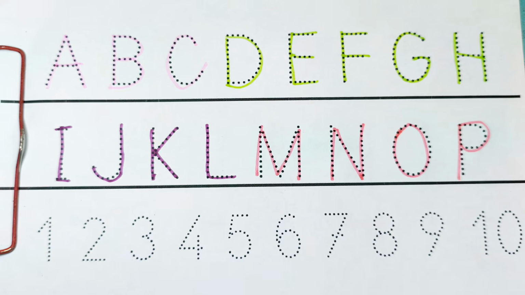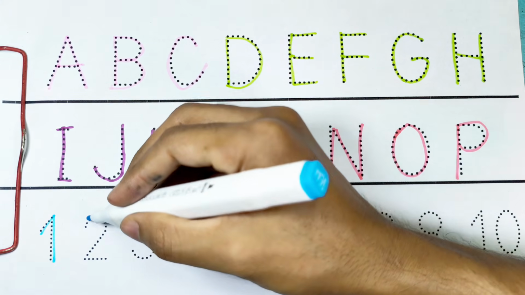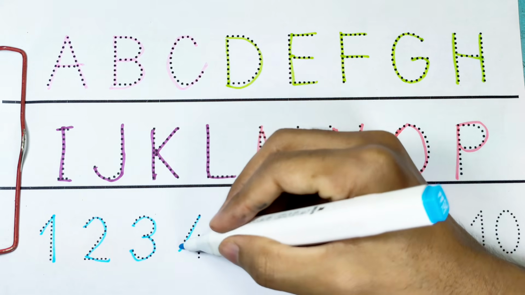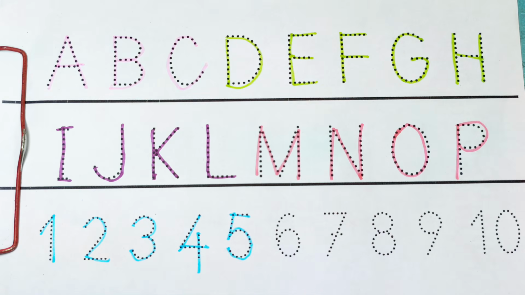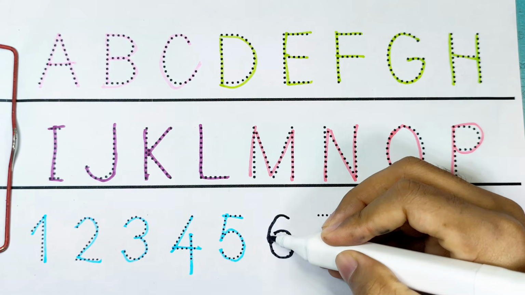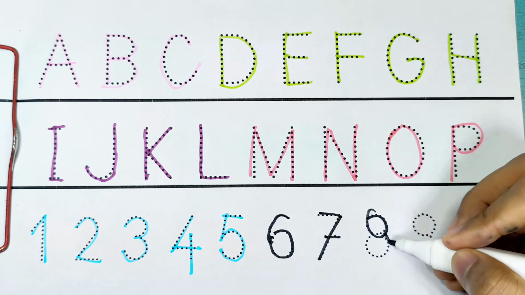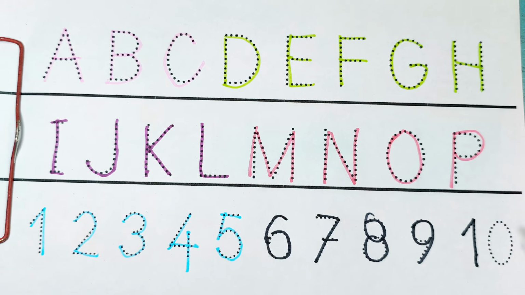Now we're writing numbers. Baby blue color. 1. O-N-E 1. 2. T-W-O. 3. And the next one is 4. F-O-U-R. 5. F-I-V-E 5. Black color. 6. S-I-X 6. 7. 8. 9. N-I-N-E 9. And the last one is 10.